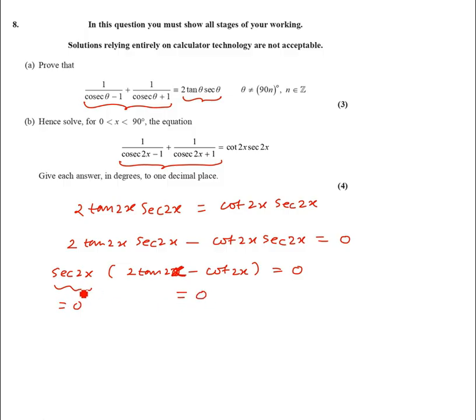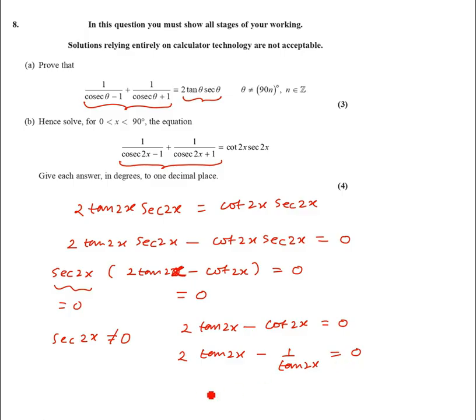Now sec functions are always either greater than 1 or less than minus 1, so there is nothing between plus 1 and minus 1. So it's not possible for sec 2x to equal 0, and we will reject the solution for this one. That means the only possibility is 2 tan 2x minus cot 2x equals 0. Now cot 2x, let's write it as 1 over tan 2x. So this becomes 2 tan 2x minus 1 over tan 2x equals 0.